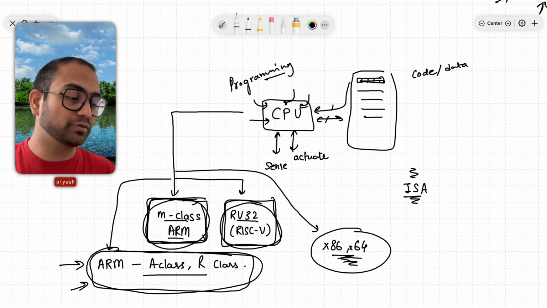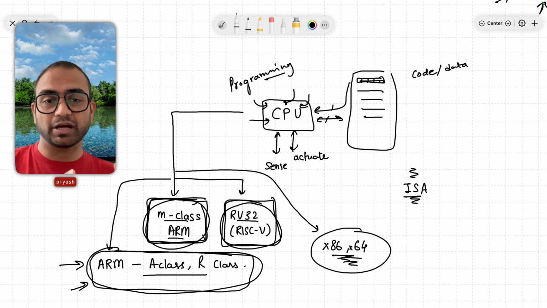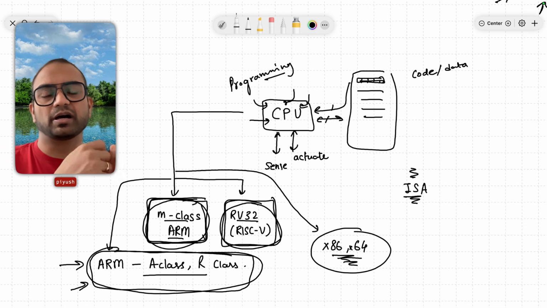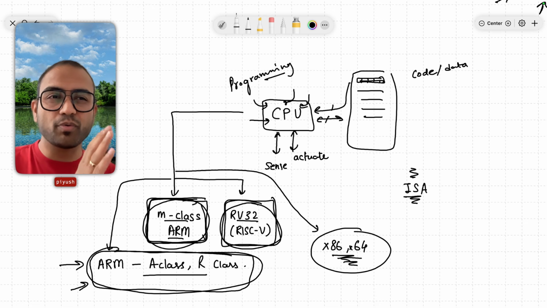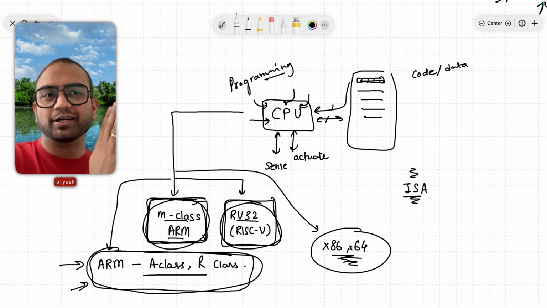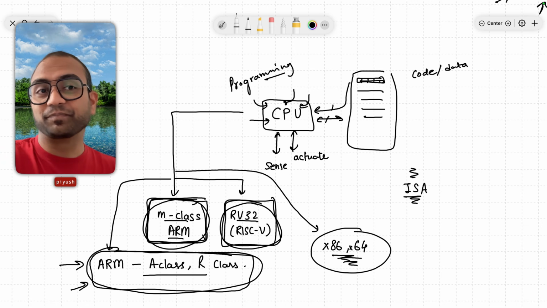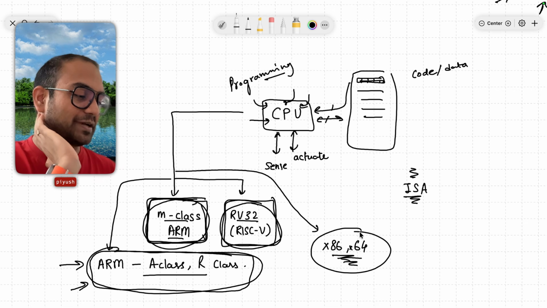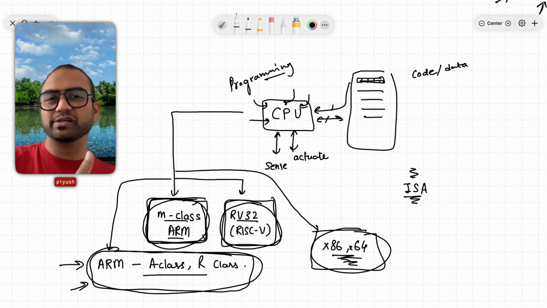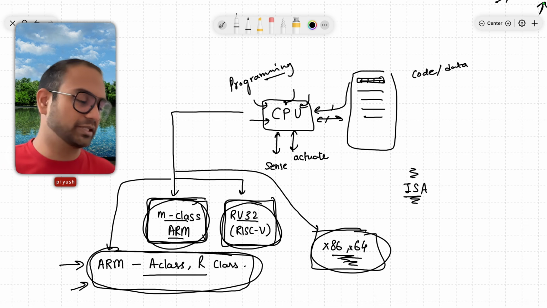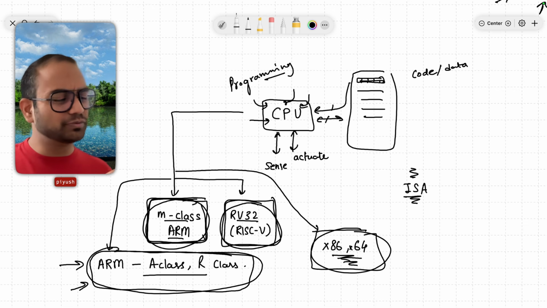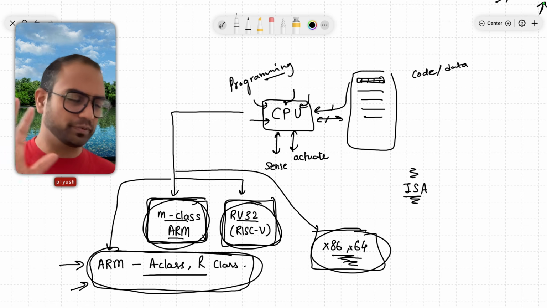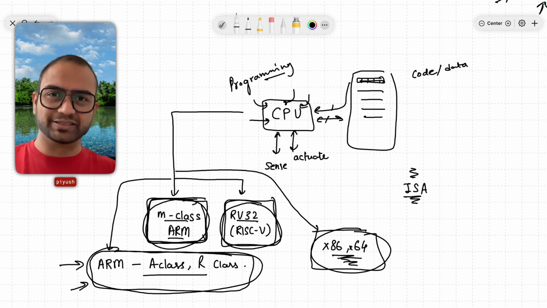And the M class CPU, or the RISC-V RV32 based CPUs, are involved in performing more of an abstracted, single task. What that means will become clear with examples in the future. And then x86 and 64 are primarily used in server and desktop applications. That has to do with the fact that they are proprietary and didn't become popular in embedded use cases and all of that.